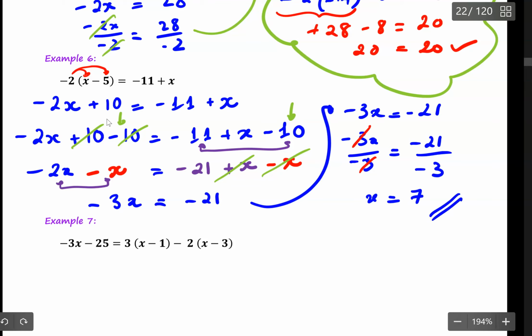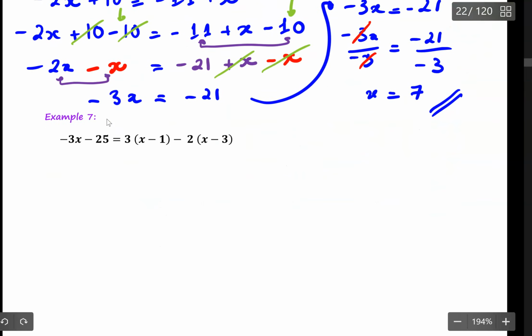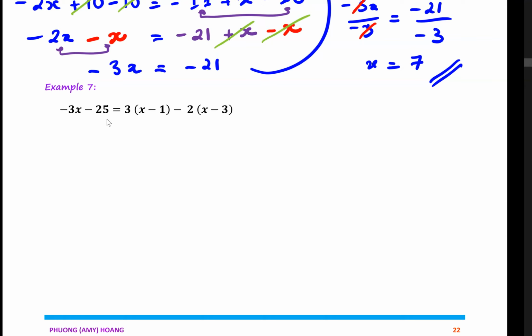Okay, so I run out of space, so I will leave the check for now, and I will do that at the end if I have any remaining time in my limit of 30 minutes for this video. So let's move on to example number 7. For example number 7, the left-hand side is pretty simple, negative 3x minus 25.